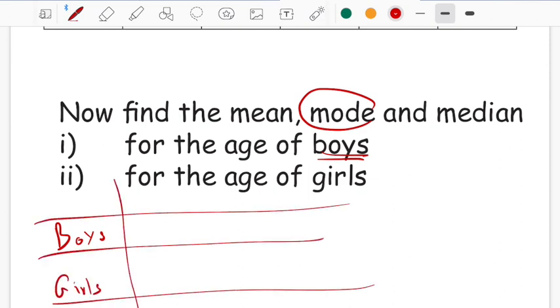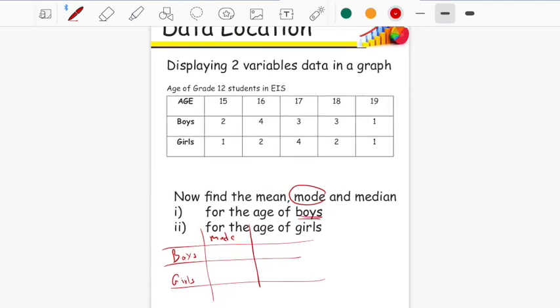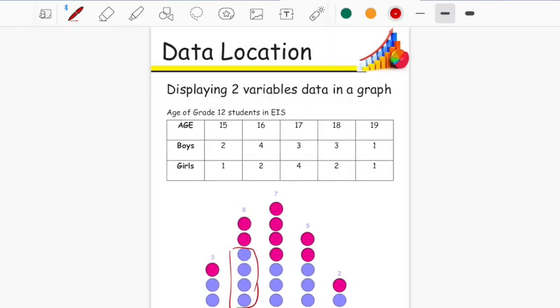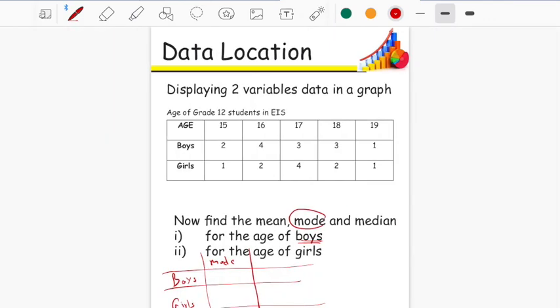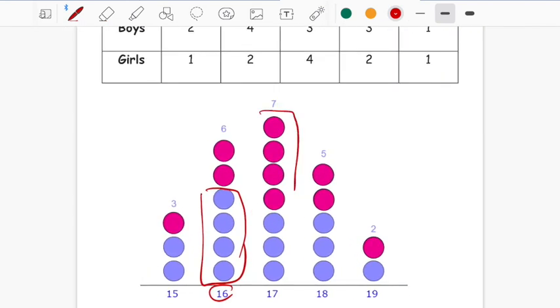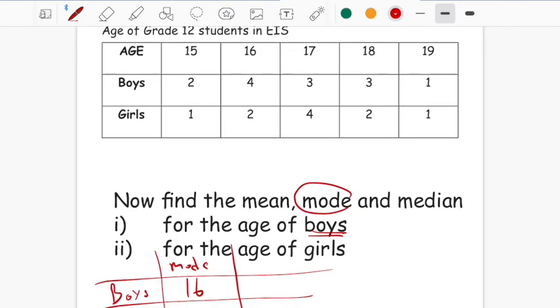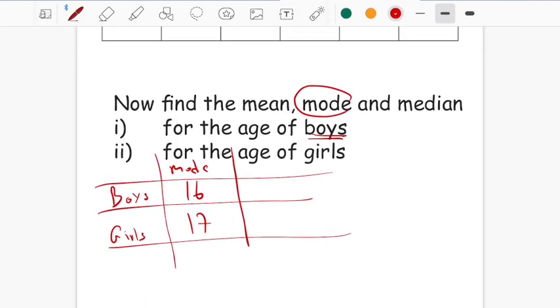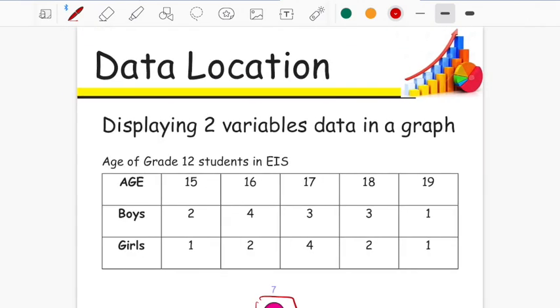Just make this table for you. The mode first that I'm going to write: for the boys, the mode age is 16 years old, so I'm putting 16 here. How about girls? There you go, 17, right? It occurs the most, so I'm putting 17 for the girls. Okay, then we can find the median.